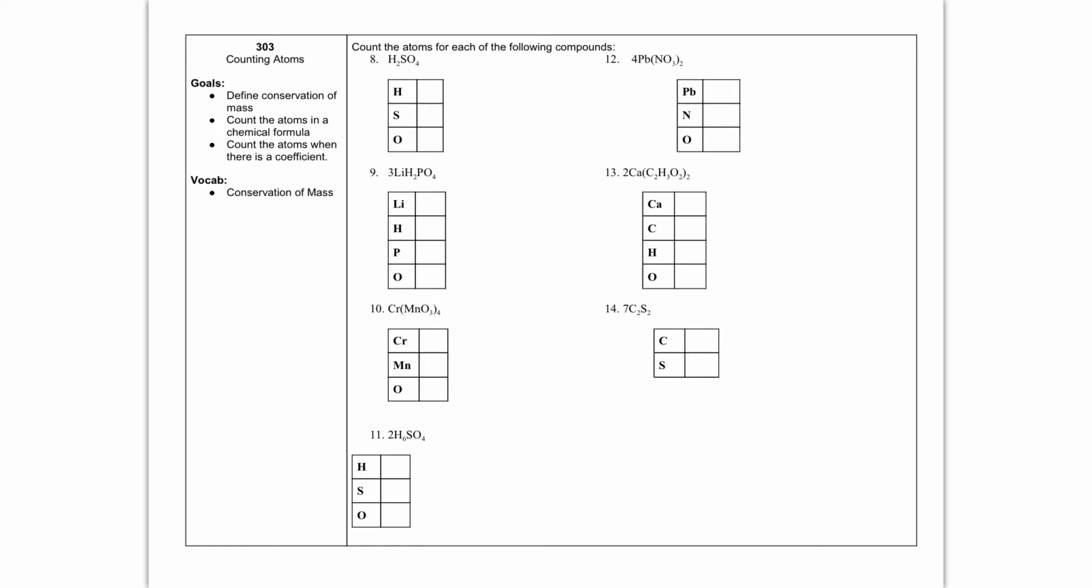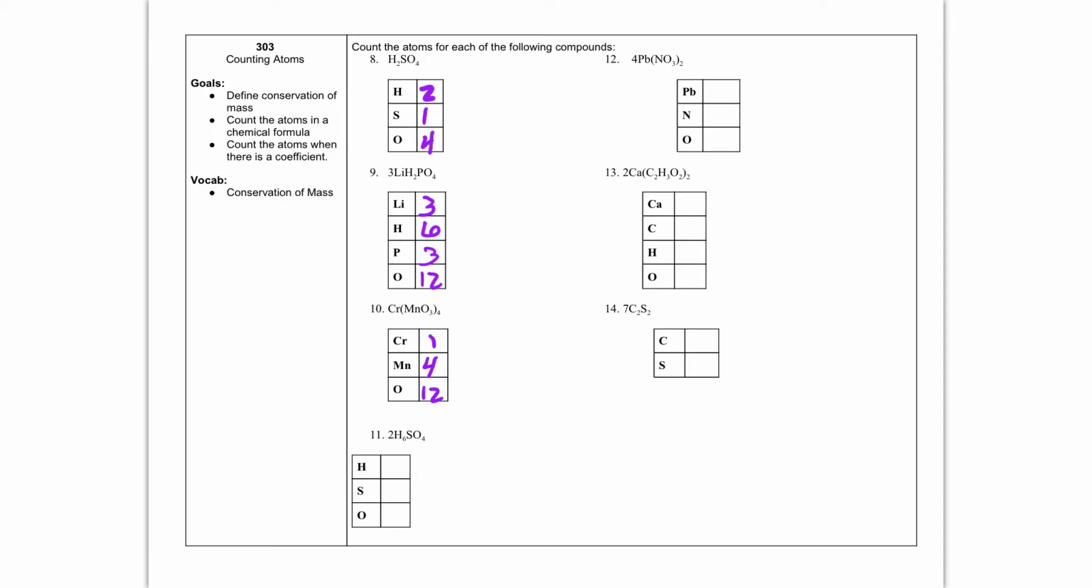In H2SO4, there are 2 hydrogens. There's 1 sulfur and 4 oxygens. In 3LiH2PO4, we have 3 lithiums. 3 times 2 is 6 hydrogens, 3 phosphoruses, and 12 oxygens. In CrMnO34, we have 1 chromium. We have 4 manganese and 12 oxygen.